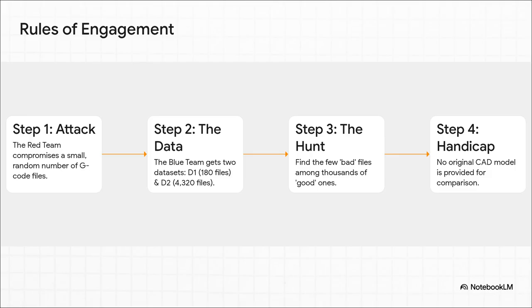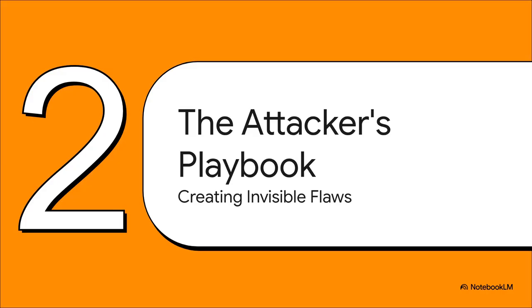Now, here's the really crucial part, the handicap they gave the blue team. They had to find the sabotaged files, which was a real needle in a haystack problem, without getting to see the original perfect design file. So they couldn't just do a simple comparison between a suspicious file and a golden copy. Nope. They had to find the flaws using nothing but the G-code file itself. They were flying blind. Okay, so what kind of tricks did the red team have up their sleeves? Let's take a look at their playbook.